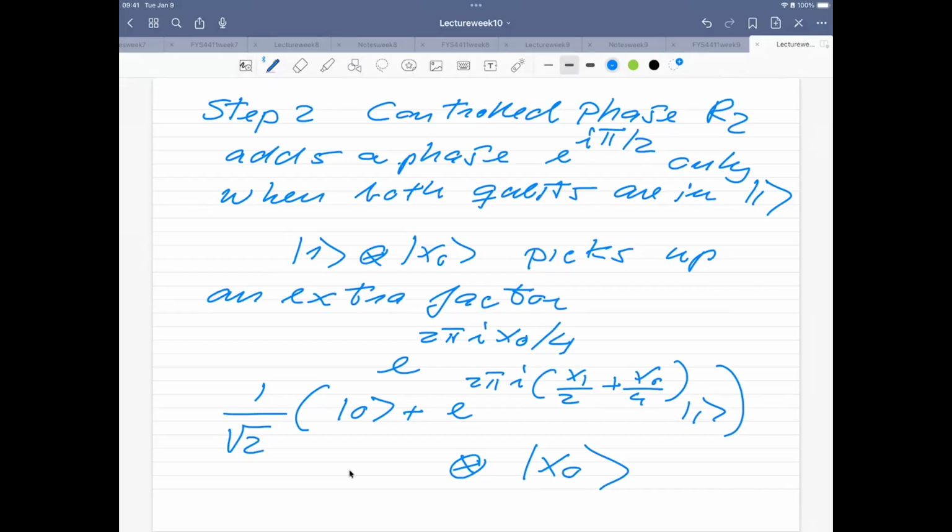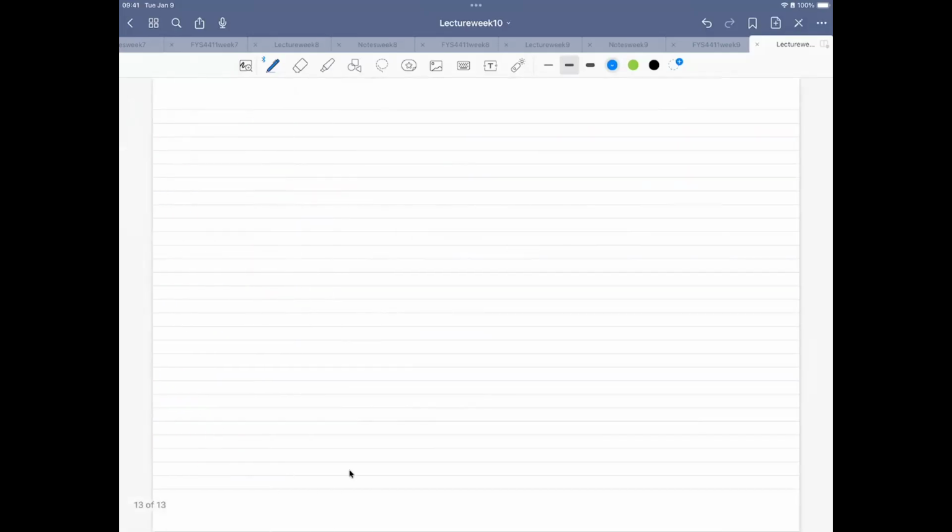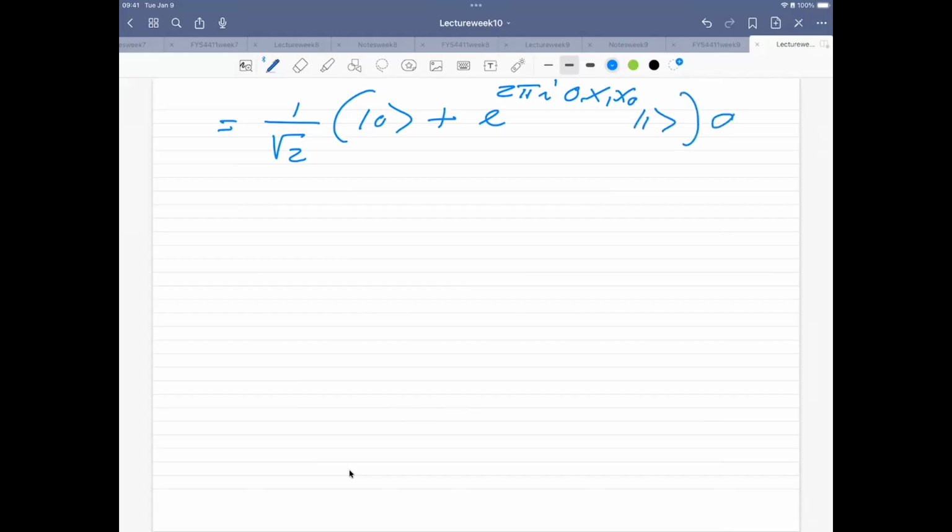Now, this is something which I then can rewrite in this binary float representation. So this state which we have here is equal to 1 over square root of 2, qubit 0 plus e of 2 pi I, and then I have 0.x1 x0 multiplied with 1, tensor product with the least significant qubit. Obviously, if I interchanged x0 and x1, I would have x1 there, and then just replace that with x0.